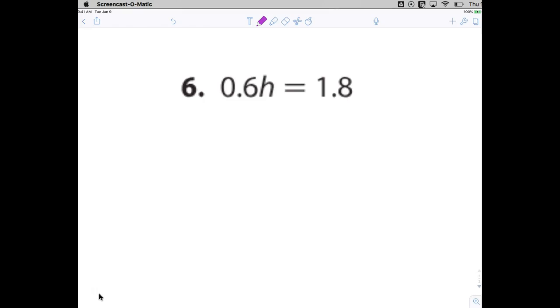Divide by, yep, let's divide by 0.6. Now, 1.8 divided by 0.6 is the same as what? 18 divided by 6, and that would be a 3. And everybody knows that's 3. Yeah, so 18. All right?